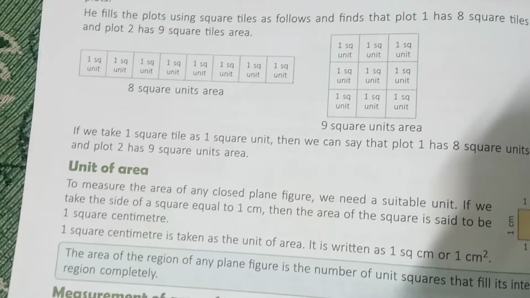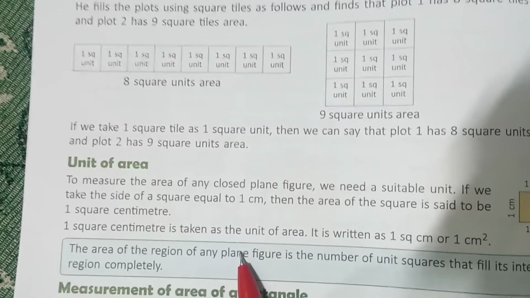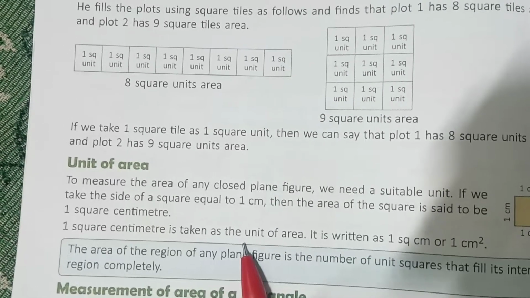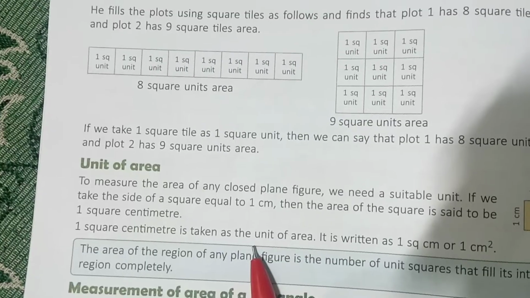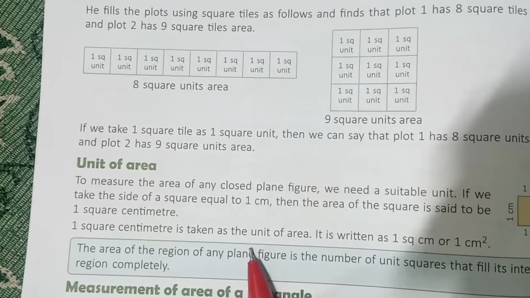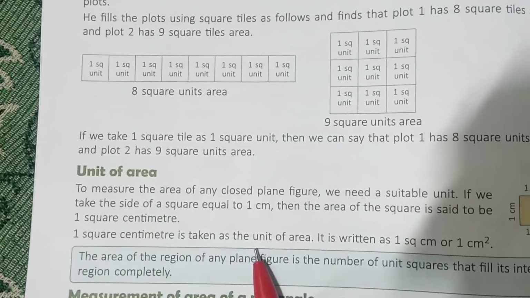Now children, talking about unit of area. Children, unit of area is always square unit. If the measurements are given in centimeter, the answer will come in square centimeter, and if the measurements are given in meter, then the answer will come in square meter. Similarly, the next units also.